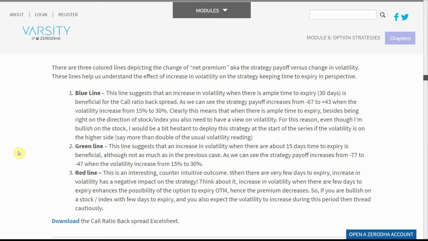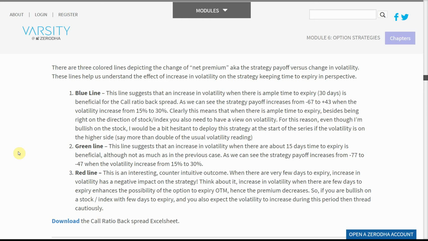Green line. This line suggests that an increase in volatility when there are about 15 days to expiry is beneficial, although not as much as in the previous case. As we can see, the strategy payoff increases from -77 to -47 when the volatility increases from 15% to 30%.